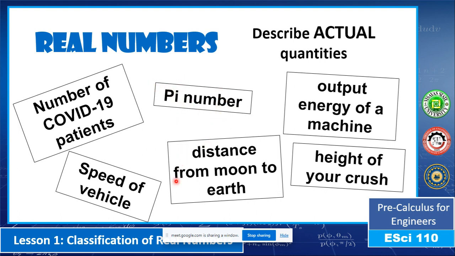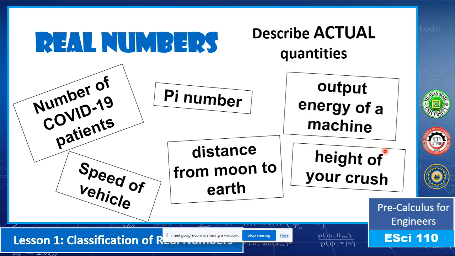And the next is the distance from the moon to the earth. For example, in miles or kilometers or light years. So we can assign numbers, for example, maybe 10,000 miles or more. So it's still a real number. And then also the output energy of a machine. It could be 5 horsepower, 4.0, 2.0 horsepower, etc. So again it is a number that describes the magnitude of the power of a machine.